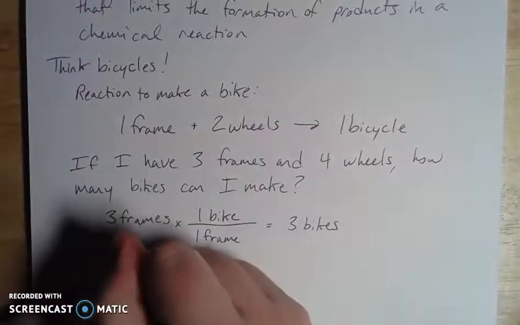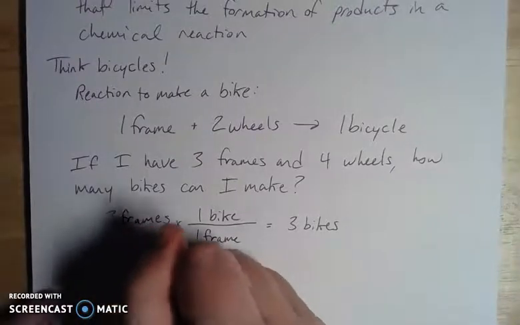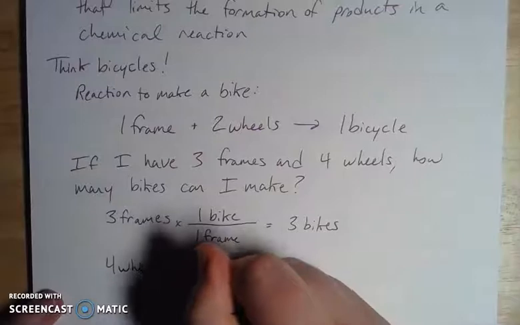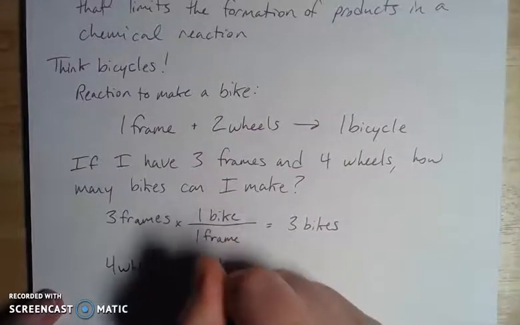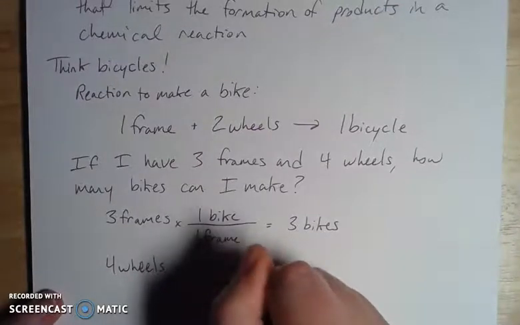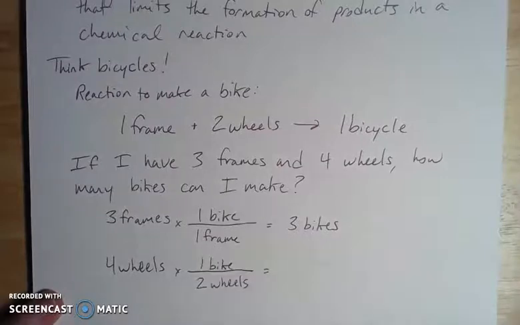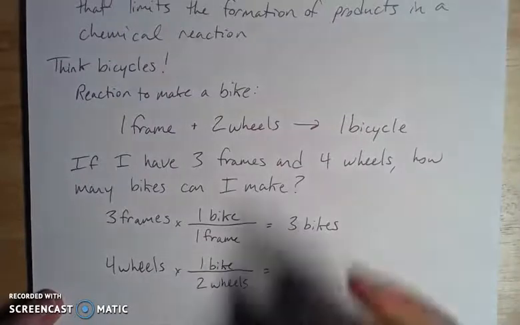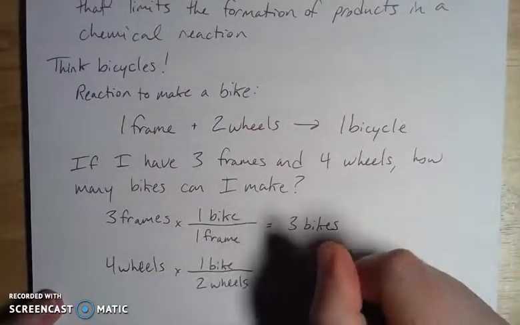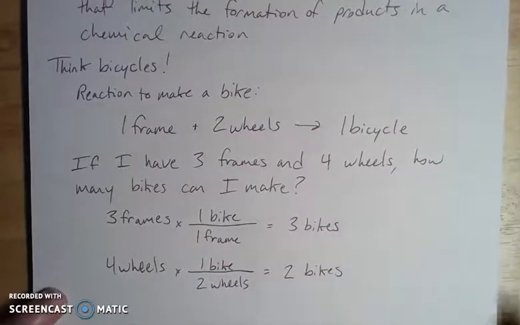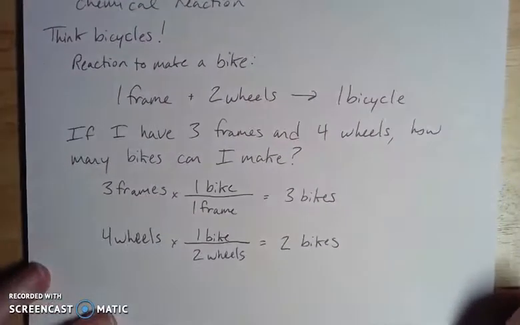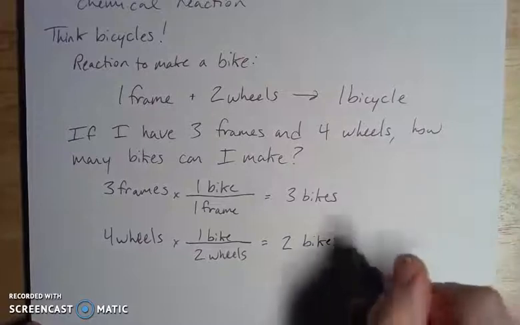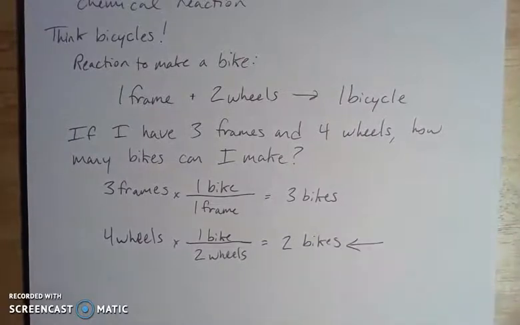And then you said, well, I have four wheels. And for every one bike, I need two wheels. So again, setting it up with my dimensional analysis here to divide out my units and give me units of bikes, then that gives me two bikes. And you said, well, of those two then, with these component pieces, I can make a maximum number of two. I can't make any more than that.